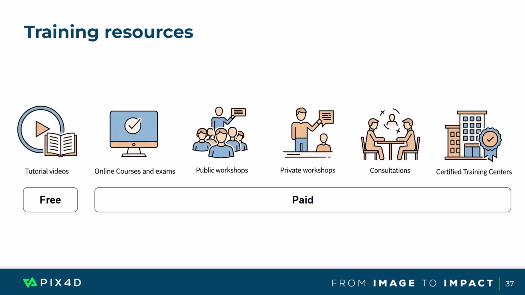Workshops typically last 2 to 3 days with about 4 hours of teaching each day. We will cover theoretical concepts of photogrammetry as well as practical applications through hands-on exercises. We also offer private consultations to help optimize your workflow. If you are unable to find a training that matches your needs, you can also reach out to our certified training centers in your region for other training options.